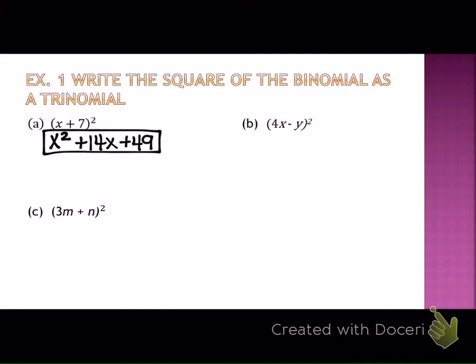I want you to think back to exponents, the very basic thing about exponents. If I ask you to square 5, let's say I want you to work out 5 squared. What does that actually mean? 5 times what? 5, right? It's the base times itself. So if I'm asking you to square x plus 7, that's x plus 7 times what? X plus 7. Very good.